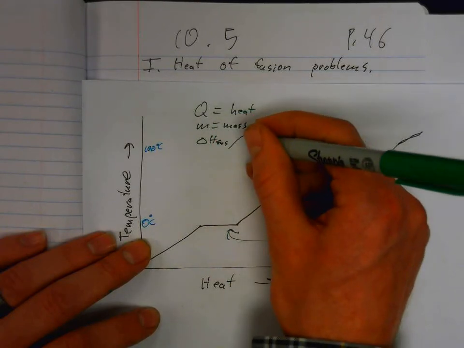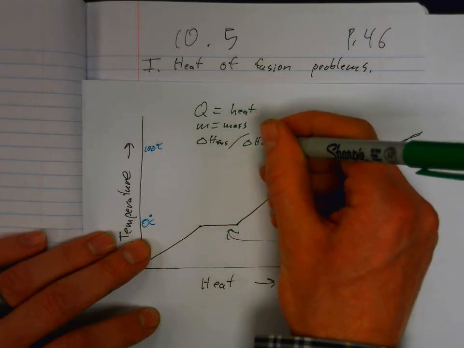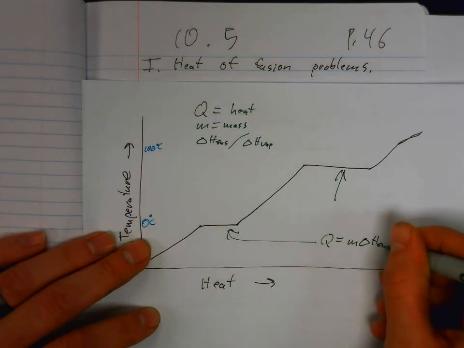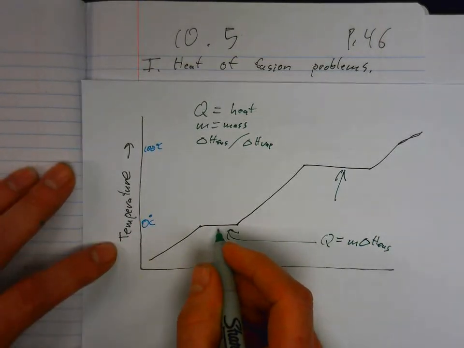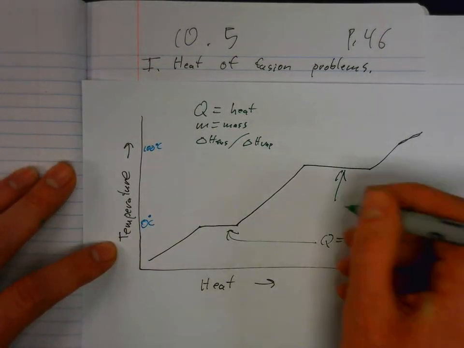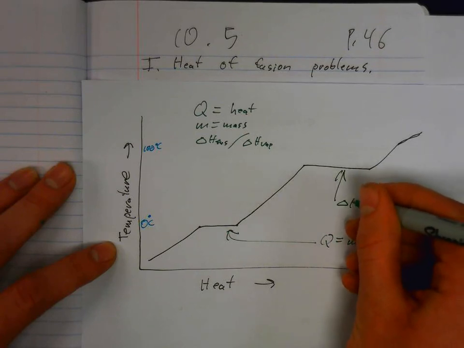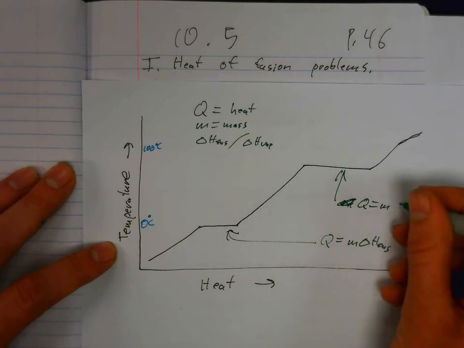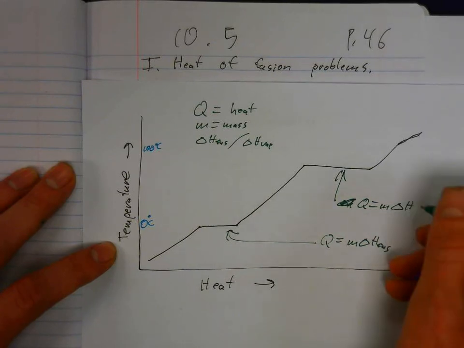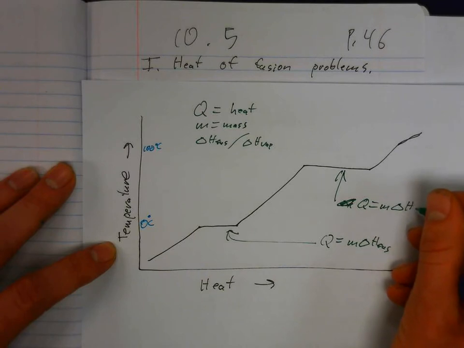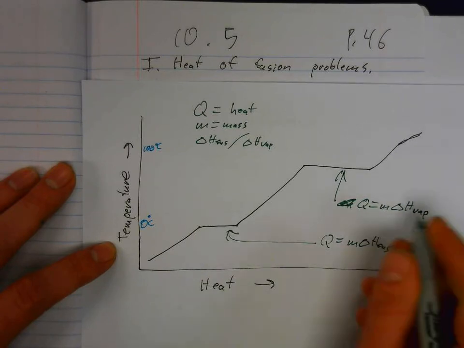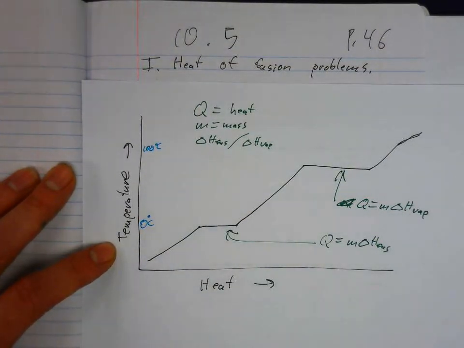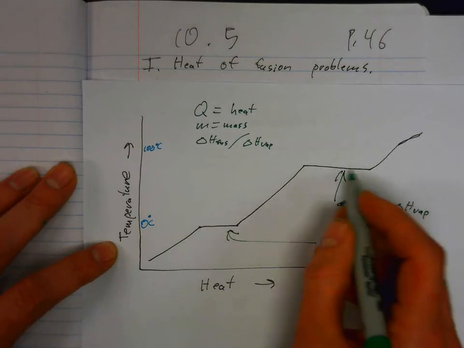Fusion/vaporization. And so this is a constant. So at the melting point, it's the heat of fusion, and at the boiling point, it's the heat of vaporization. So it'd be Q equals the mass times the change in the heat of fusion or vaporization. So we multiply by this constant. That's a simple way to calculate the heat involved in these phase changes.